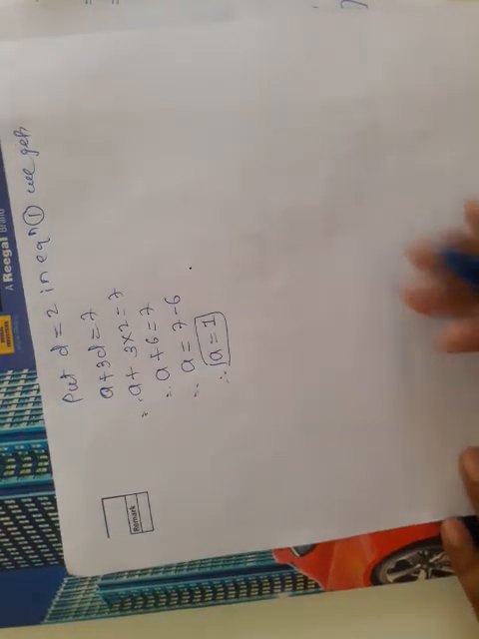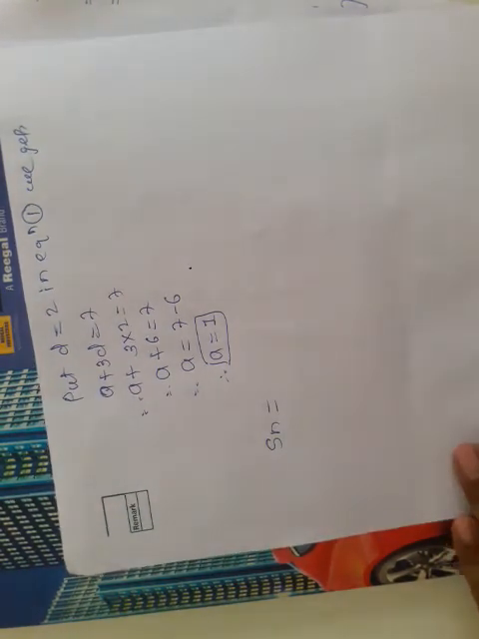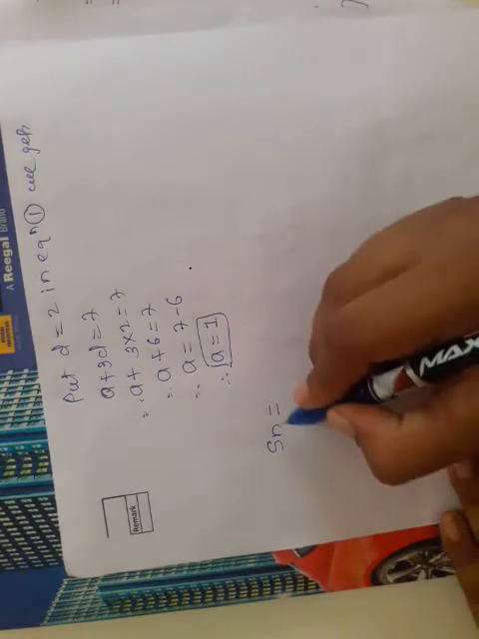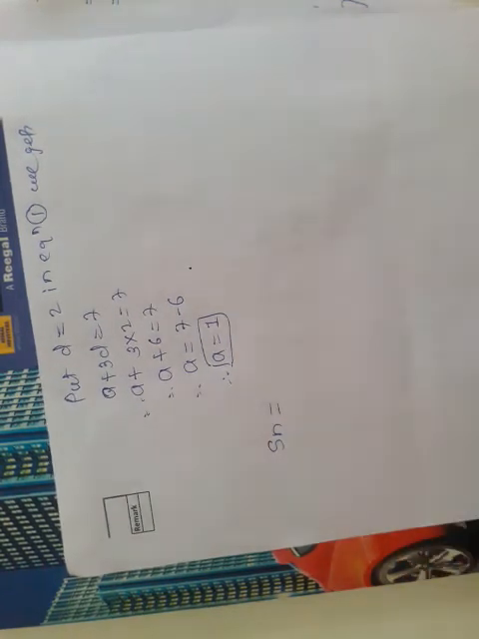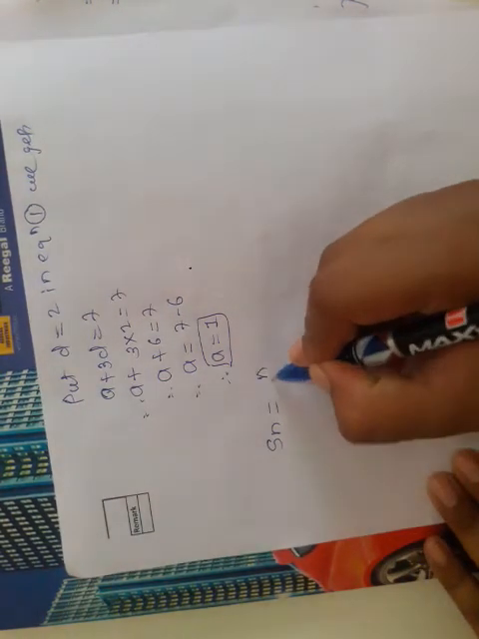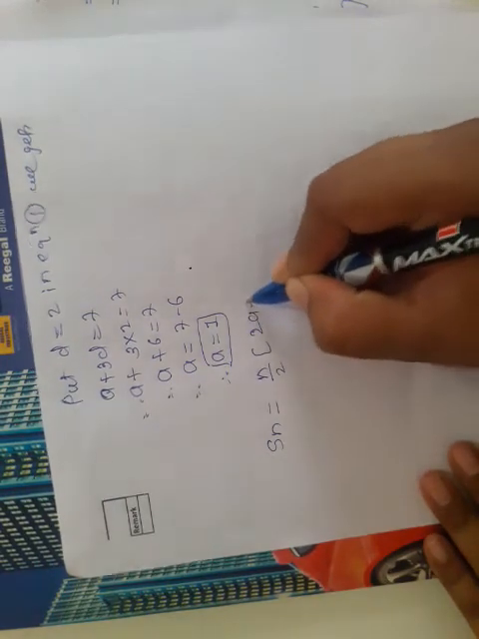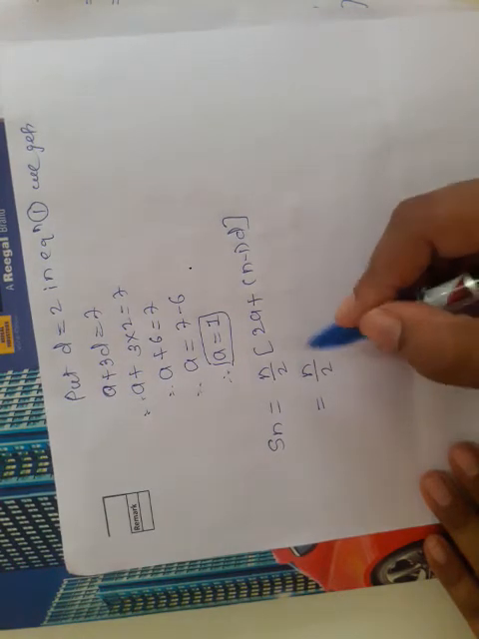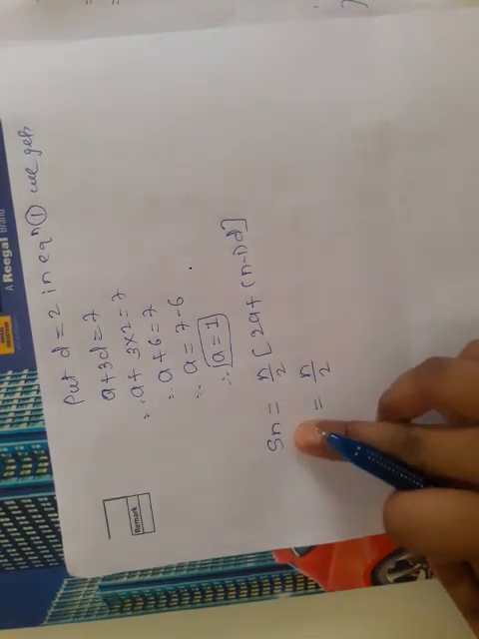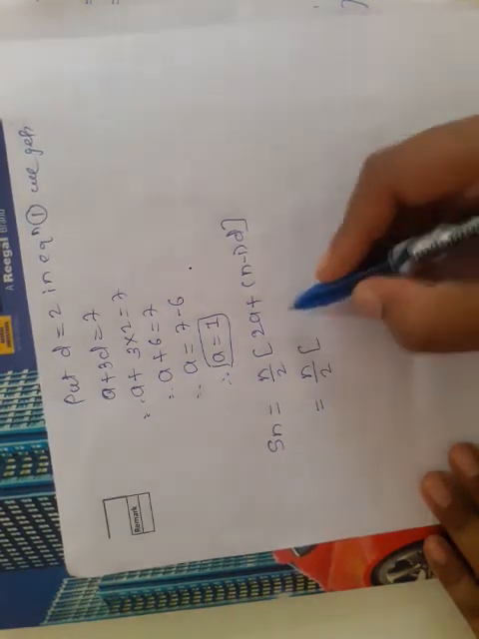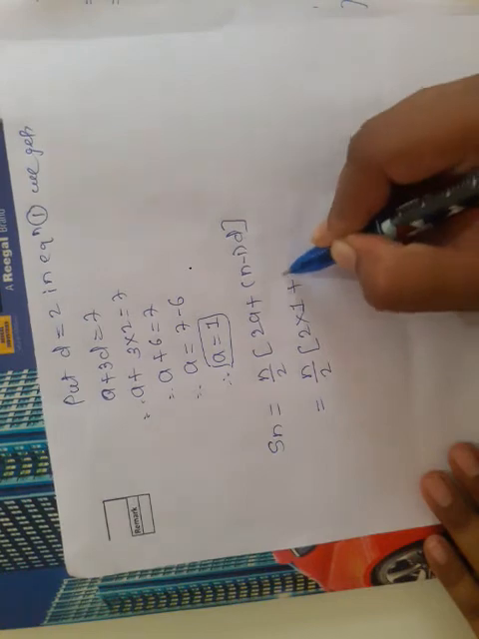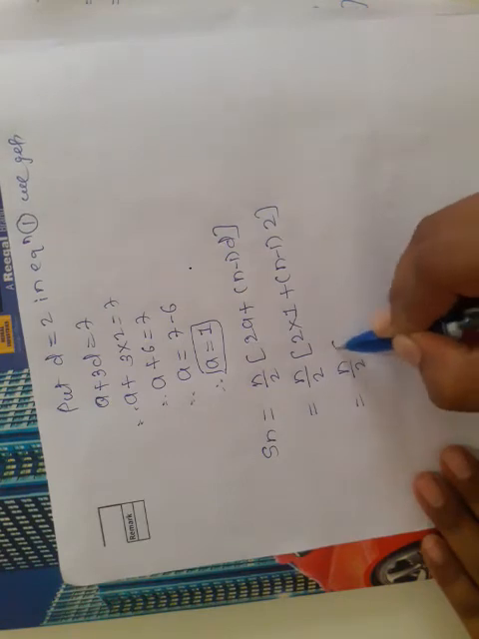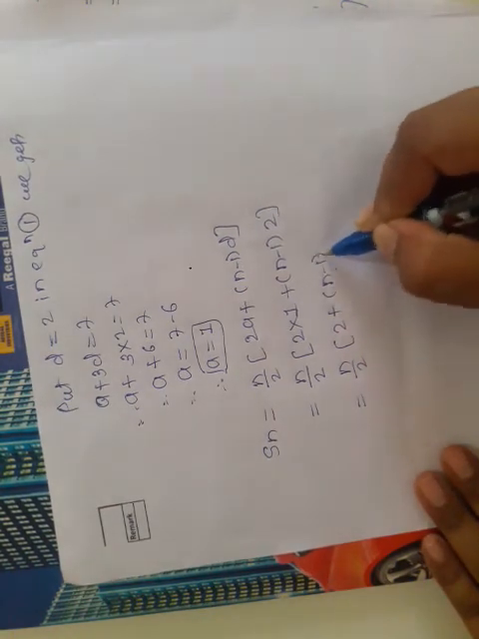Now we have to find the sum of n terms. So Sn is equal to n/2 [2a + (n − 1)d]. The value of n is not given to us, we only have to find Sn, so n remains as a constant term. So Sn = n/2 [2 × 1 + (n − 1) × 2] = n/2 [2 + (n − 1) × 2].